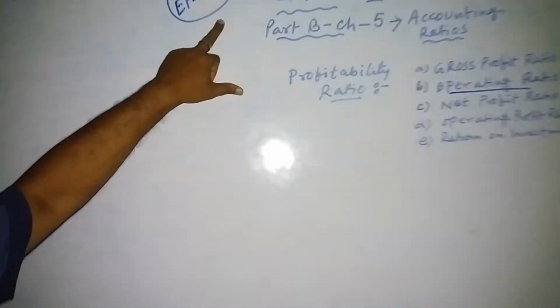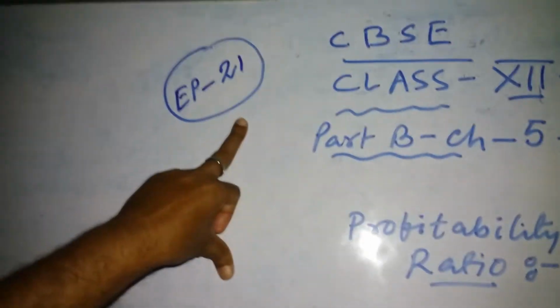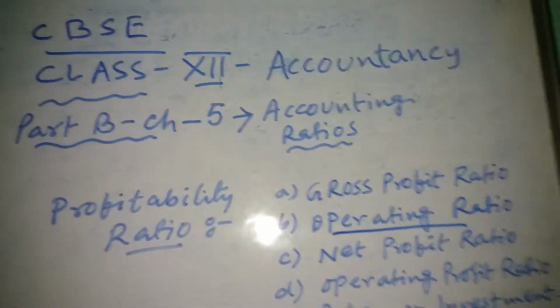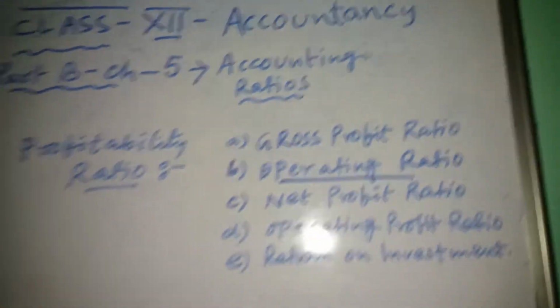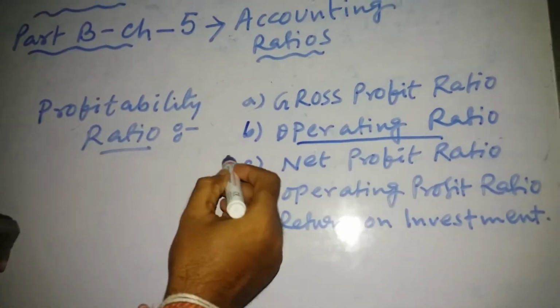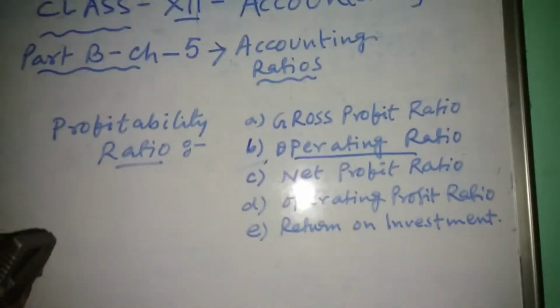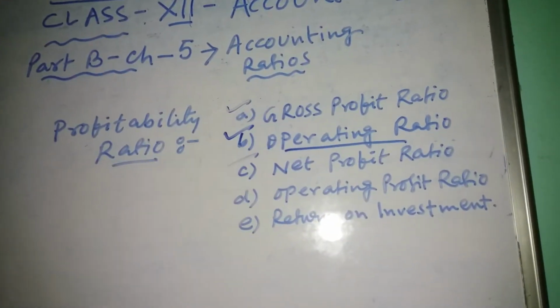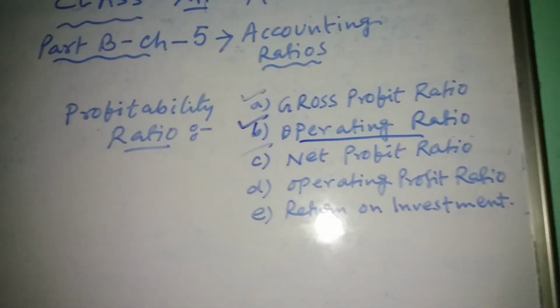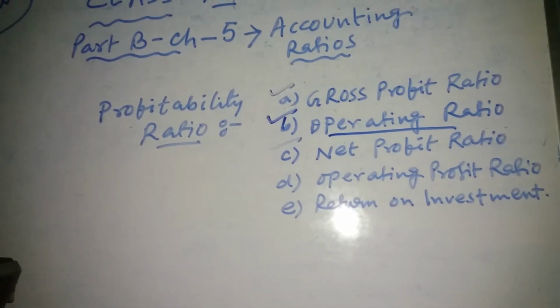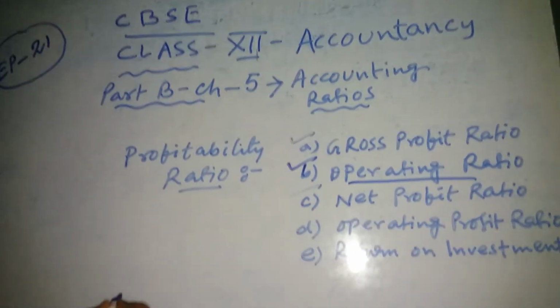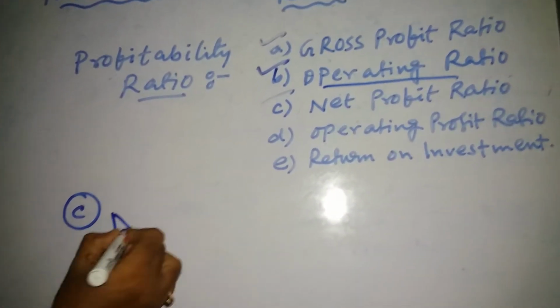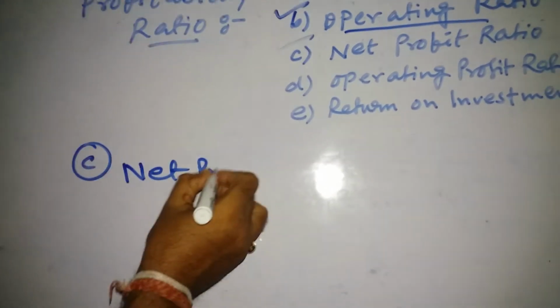Now I am before you with the 21st episode for the chapter accounting ratio, and now I will discuss net profit ratio. These 2 ratios, gross profit ratio and operating ratio, are already discussed. Now we will discuss net profit ratio.